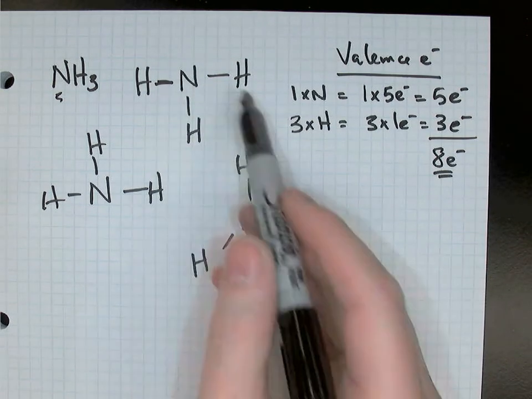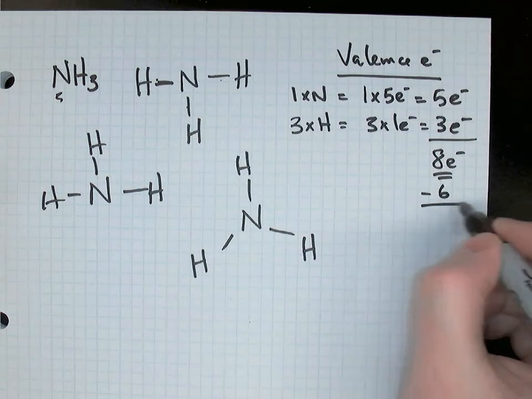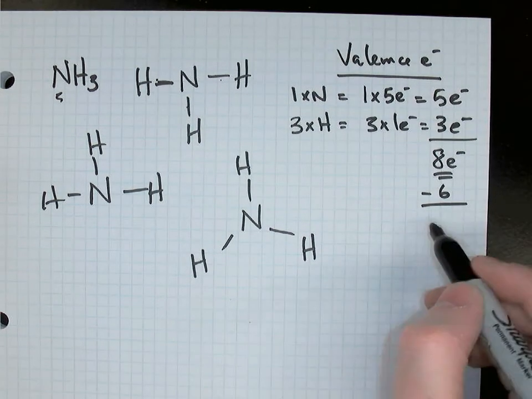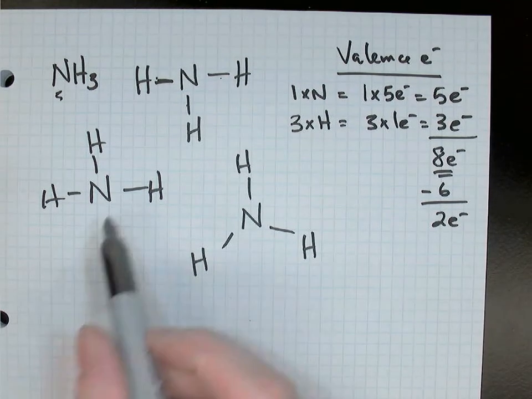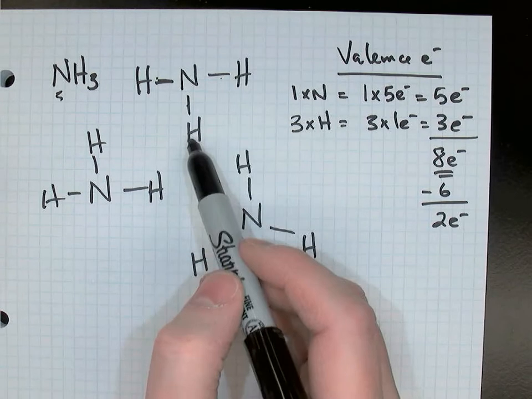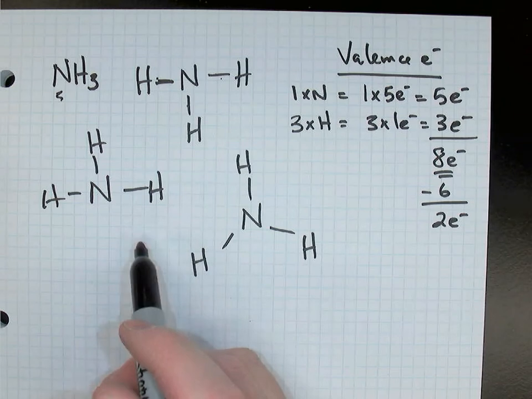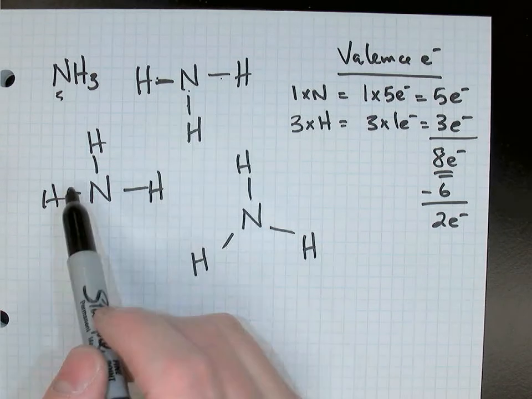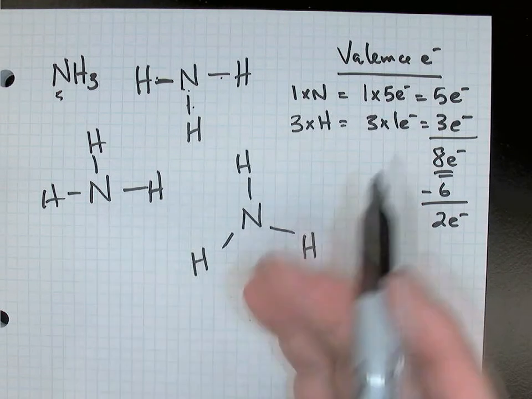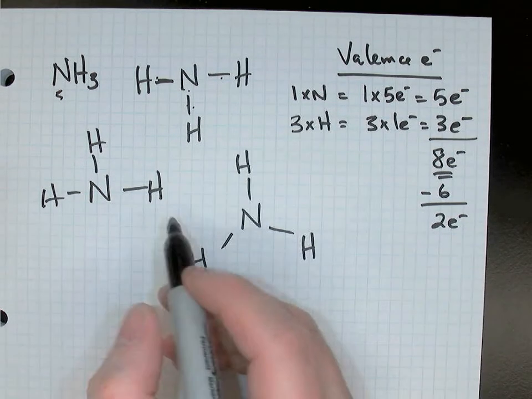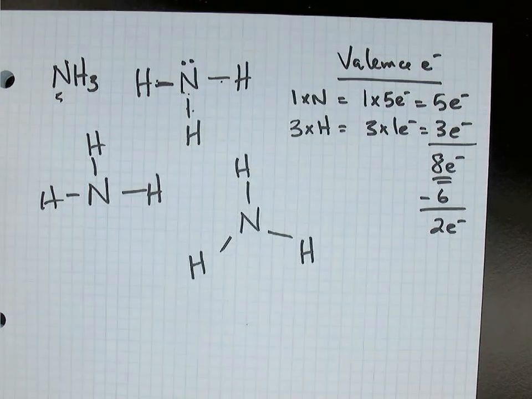Already, we've used 2, 4, 6 of those 8 electrons. So if I just take away the 6 that I've already used with my single bonds, we have 2 electrons remaining to be placed in the molecule. The hydrogens right now are all obeying the duet rule. They've all got a single bond, which means we can't add more electrons there. But the nitrogen atom in the middle currently has just 2, 4, 6 electrons. So it's not yet got an octet. To satisfy that, I'm going to put the remaining 2 electrons as a pair, like that, on the nitrogen atom.